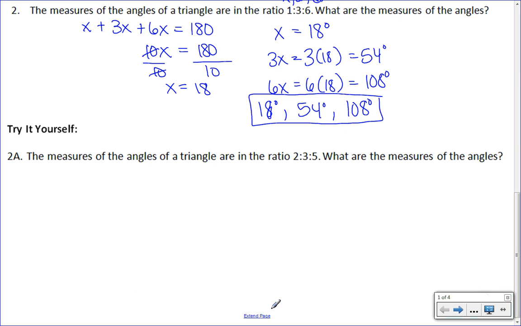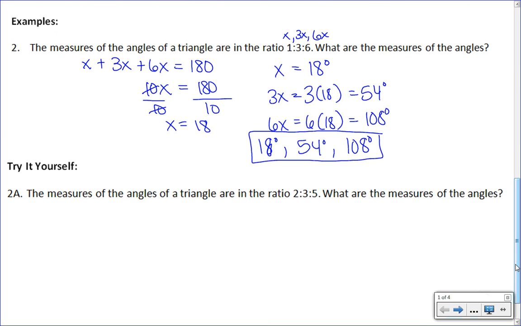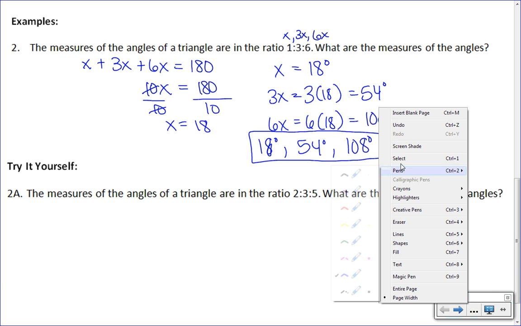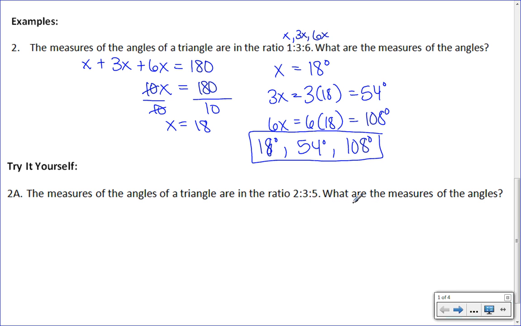Okay, so there's a similar problem for try it yourself number 2. Go ahead and pause the video and work through that problem, and when you're finished, press play to check your answer. Okay, for these angles, you should have gotten 36 degrees, 54 degrees, and 90 degrees.